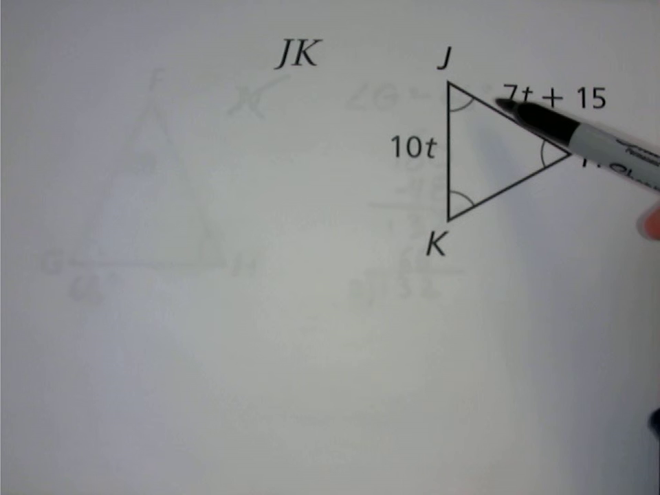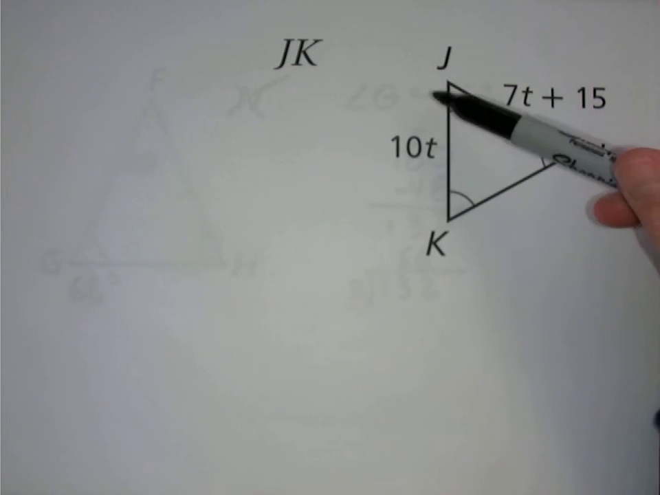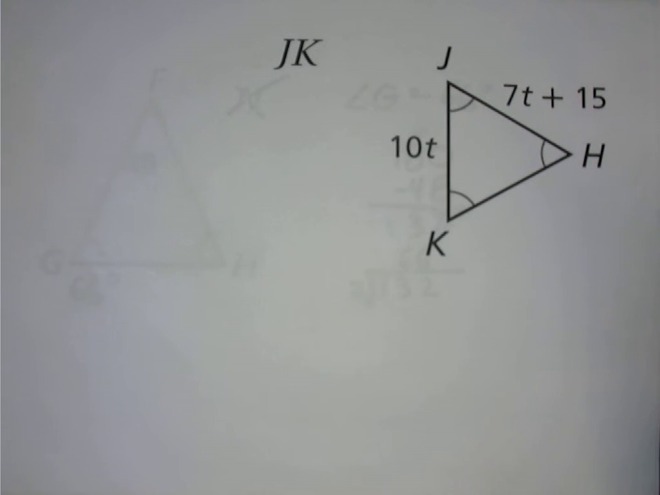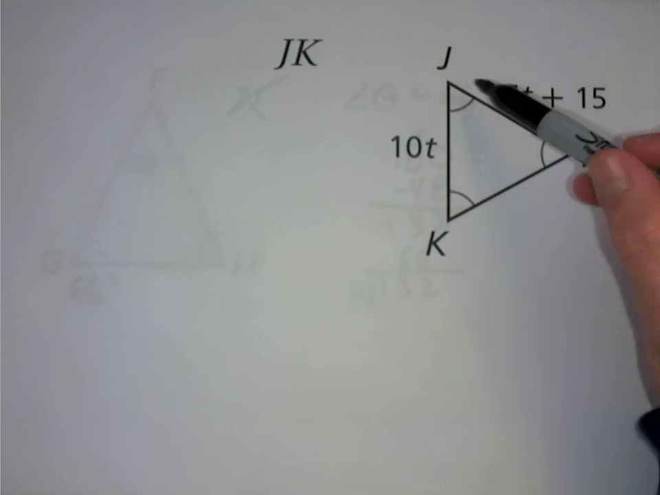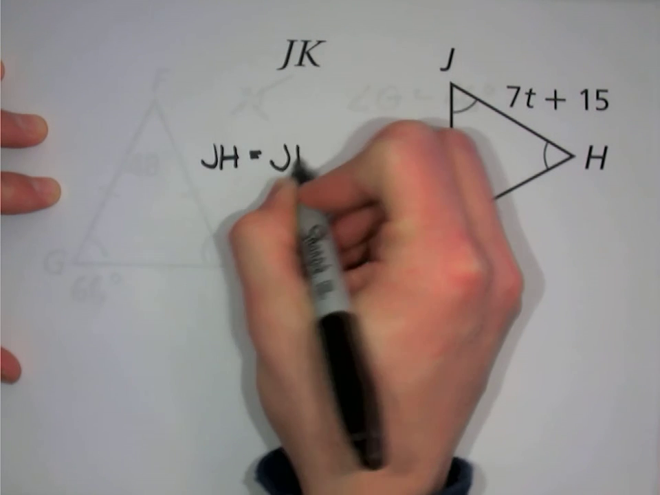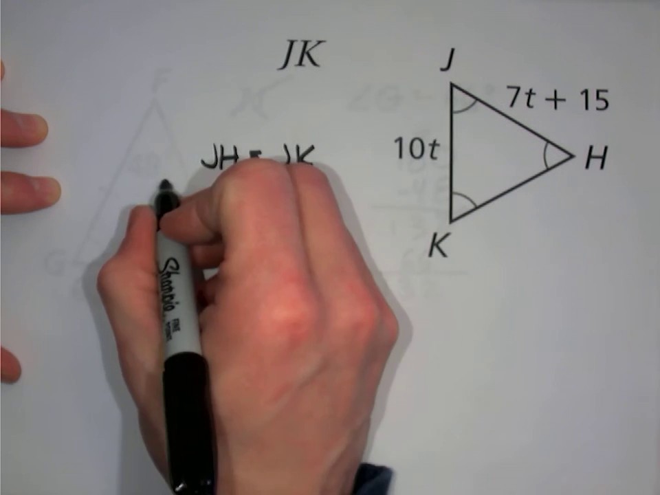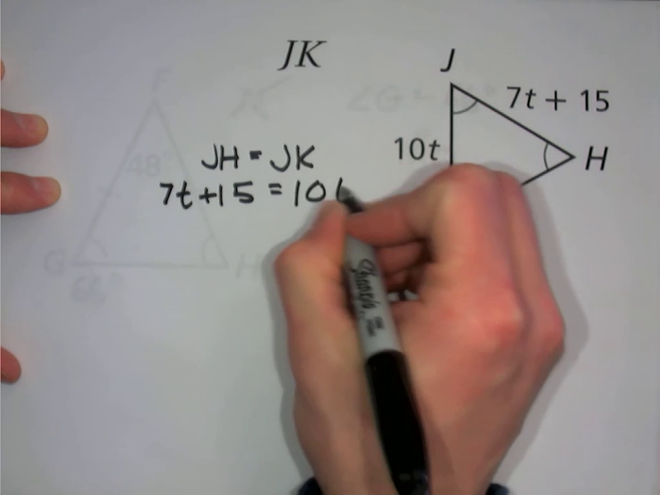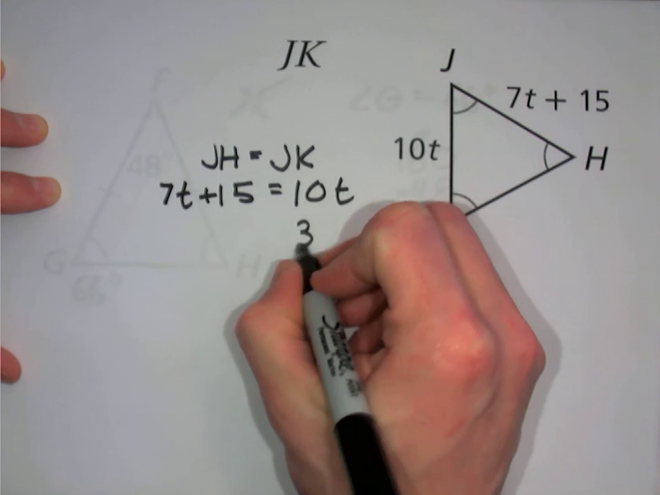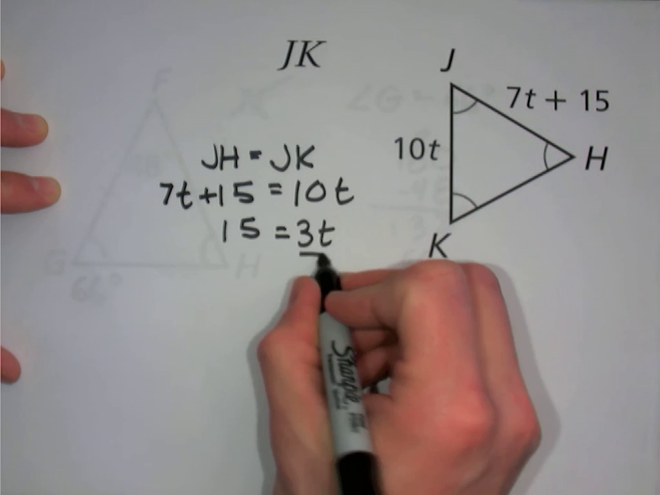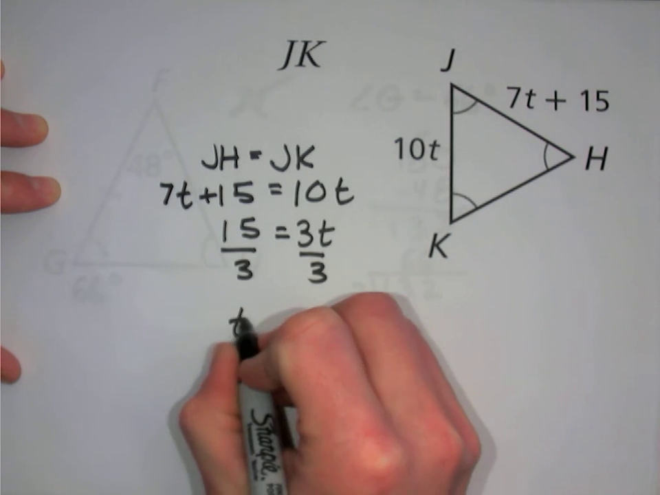So we're told that JH is equal to the expression 7t plus 15, and JK is equal to the expression 10t. We want to find the actual length of JK. How can we do that? Well, since this is an equilateral triangle, we know that JH is equal to JK. So I'll just write that out. JH is equal to JK. Now when I substitute, JH is 7t plus 15, JK is 10t. I'll subtract 7t from both sides to get 3t on the right. 15 is equal to 3t. When I divide both sides by 3, I find that t is equal to 5.